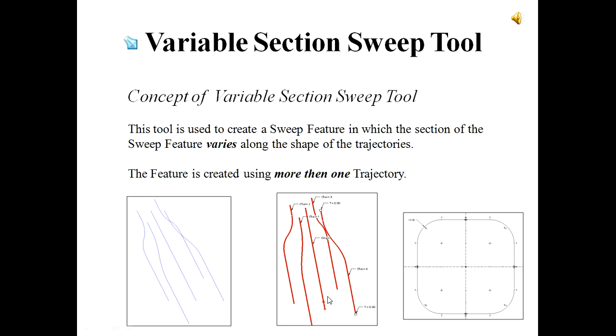Now if we compare variable section sweep with swept blend, we find that swept blend uses multiple sections whereas variable section sweep can use a single section. Swept blend uses only one trajectory, whereas variable section sweep can use multiple trajectories. So we can remember variable section sweep as the opposite of swept blend. Let's move ahead to see some rules which are to be followed for effective working of the variable section sweep tool.